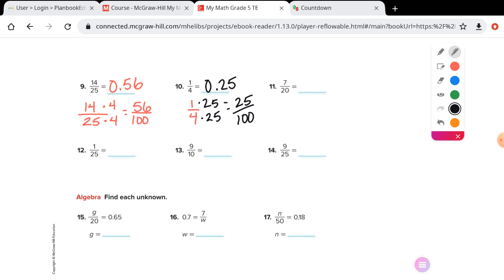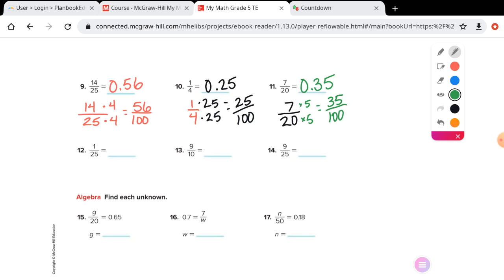Addie J, help me with the next one. Why is it not good as is? Yeah, it's not 10, 100, or 1,000. Why can't I divide by 2 to get it to 10? Because 7's not an even number, so that wouldn't give me a whole number. So what did you do? Yeah, times 5 would get us to 100. So we would get 35 over 100. And what is that as a decimal? Good job, 0.35 or 35 hundredths.